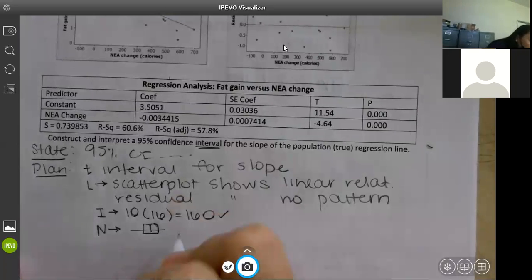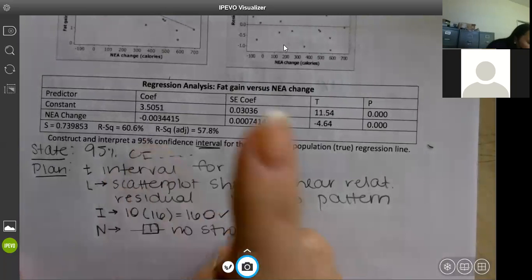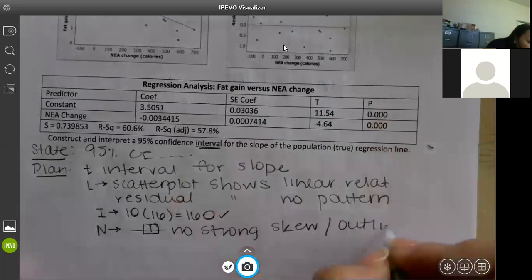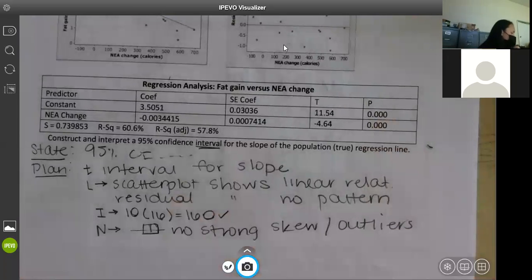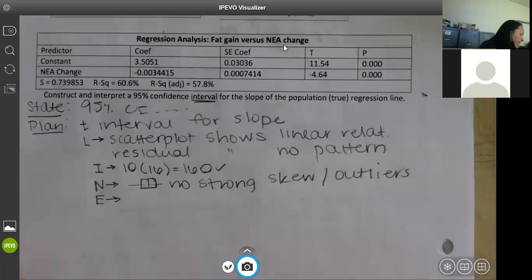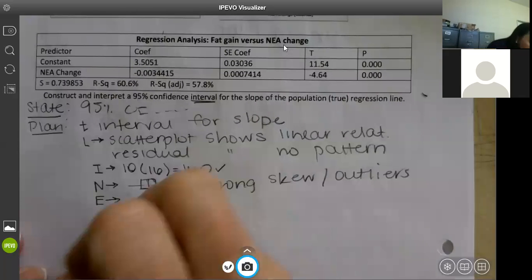And you would see no strong skew or outliers. The histogram shows no strong skew or outliers, and it's on page 753, but you don't have to look at it. I'm just telling you, if you were doing this 2 different ways, if they don't give you the histogram, do the box plot. It's so much easier to do that. All right. E equals equal SD. So it's roughly equal scatter for all X values.